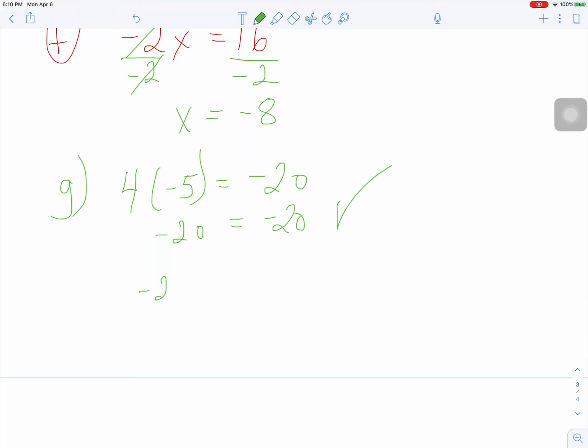The same thing for the other one. We have -2x equals 16, and we've said that x is -8, so we get -2 times -8 equals 16, and our final answer, 16, will equal 16. Check, we've done it correctly. So that is the concept they want to teach you for this lesson, lesson 91.